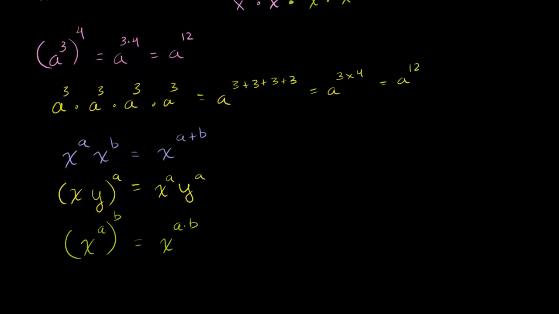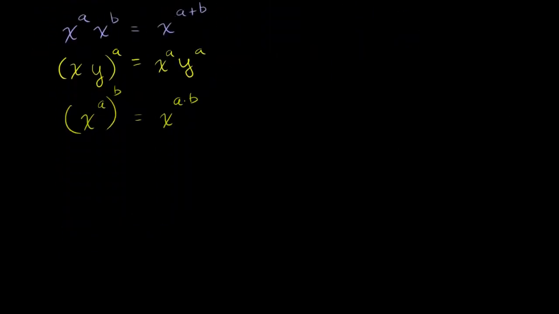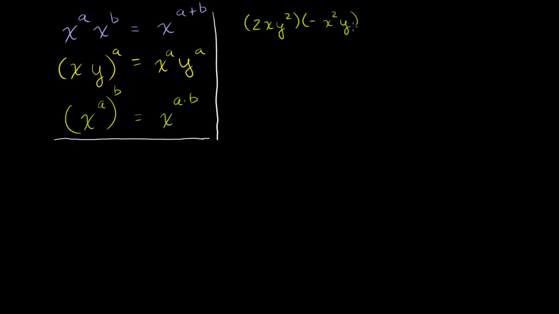So let's use these properties to do a handful of what we could call more complex problems. So let's say we have 2xy squared times negative x squared y squared times 3x squared y squared. And we wanted to simplify this.